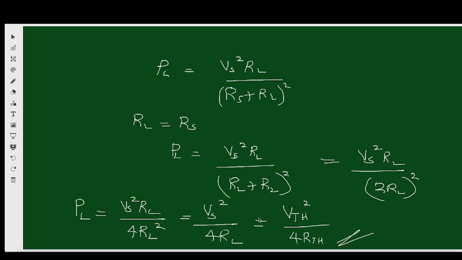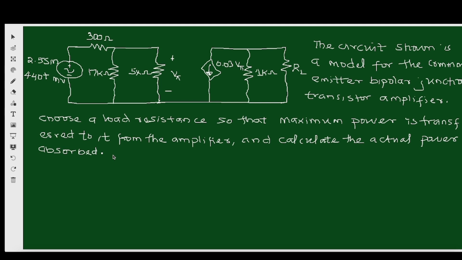So let's take an example. This is the example we'll be using to explain the maximum power transfer. So don't be scared, it's just a very, very simple question. The circuit shown is a model for the common emitter bipolar junction transistor amplifier. Choose a load resistance so that the maximum power is transferred to it from the amplifier, and calculate the actual power absorbed.